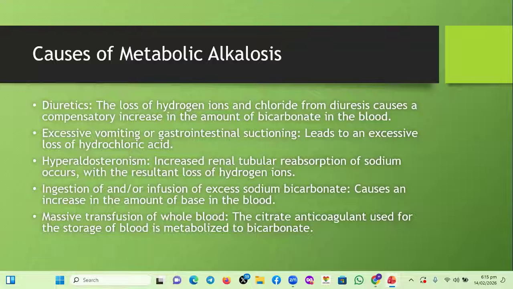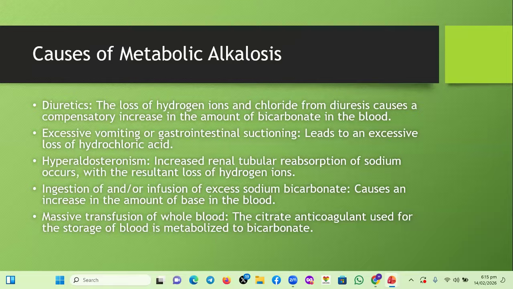So excessive vomiting, same thing. The person will bring out more of the contents in the GI tract or in the stomach. And so when you vomit, you are vomiting acid out. The body becomes depleted of hydrogen ions and hydrochloric acid. So you tend to have metabolic alkalosis.